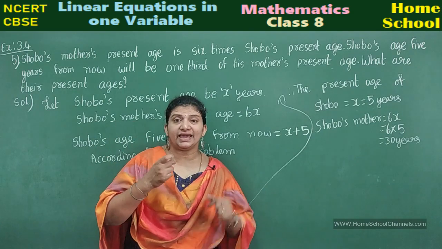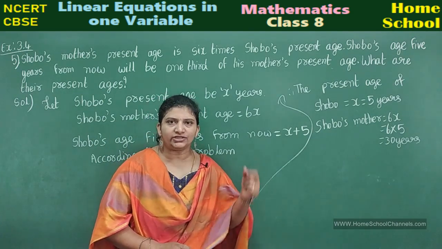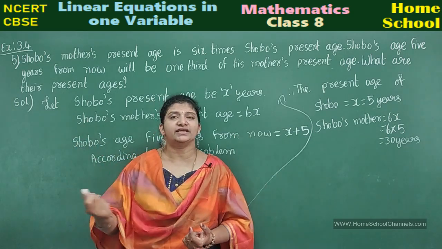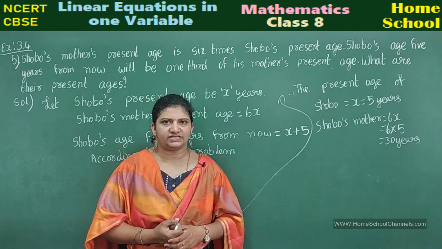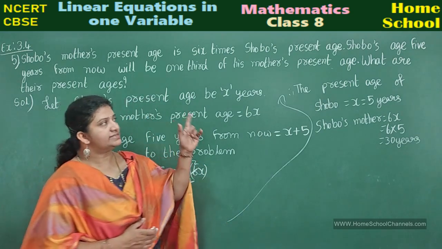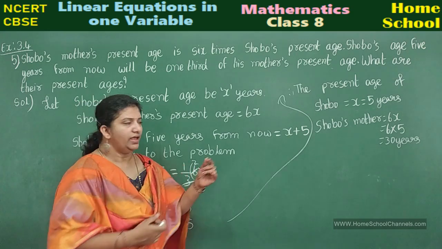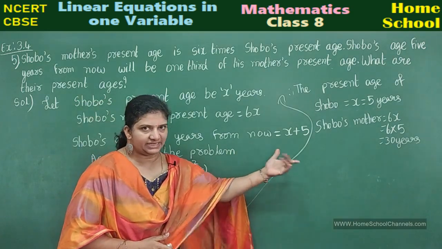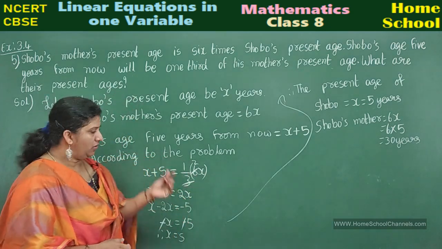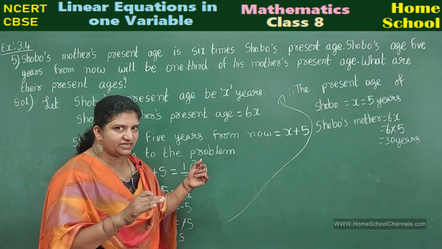Shobo's mother's age is 6 times Shobo's present age, we are talking about. So we need to assume Shobo's age as x and his mother's age is 6 times Shobo's age, that is 6x. Then there is a condition. What is that? Shobo's age 5 years from now. Add 5 to Shobo's present age. Shobo's age 5 years from now will be 1/3 of Shobo's mother's present age.